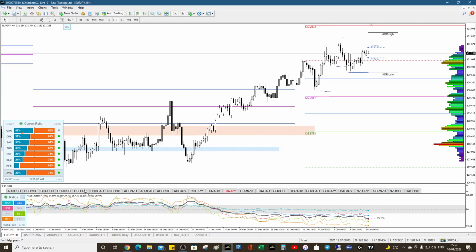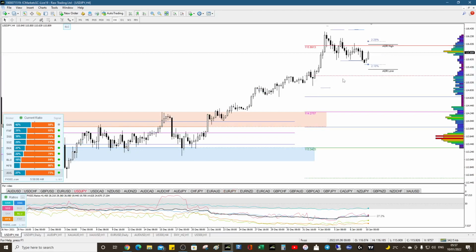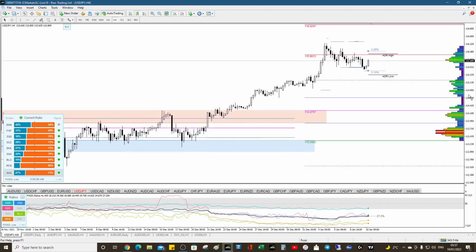Dollar yen, I'm just choosing these randomly, just wanna try and give you guys a good heads up. MR1, which I said would be likely, we're above monthly pivot. Because we're above MP, we should target resistance. When we're below MP, we should target support. Just keep it nice and simple.